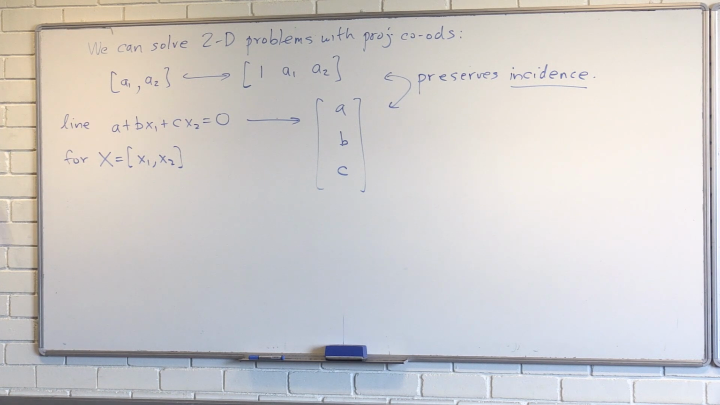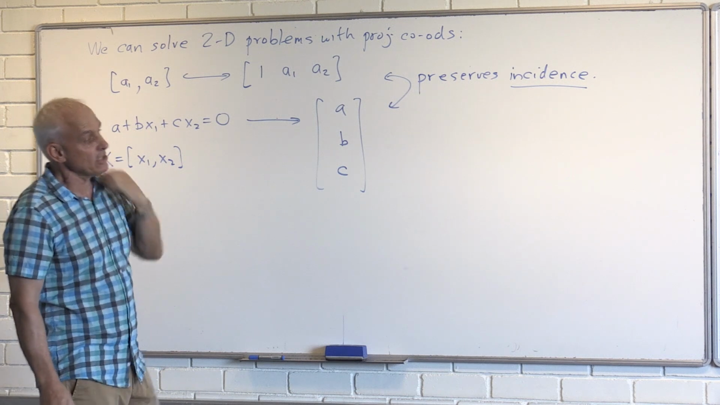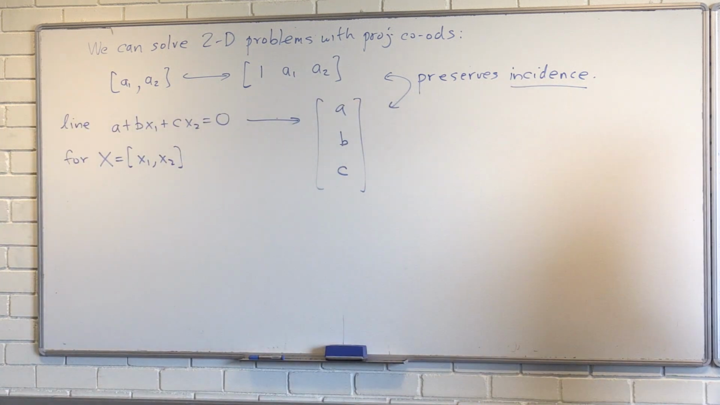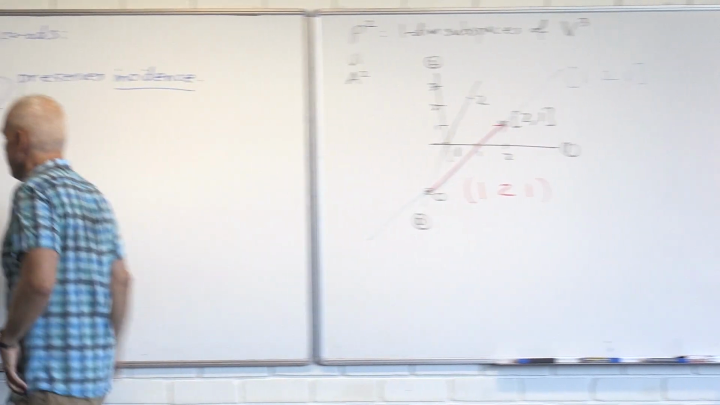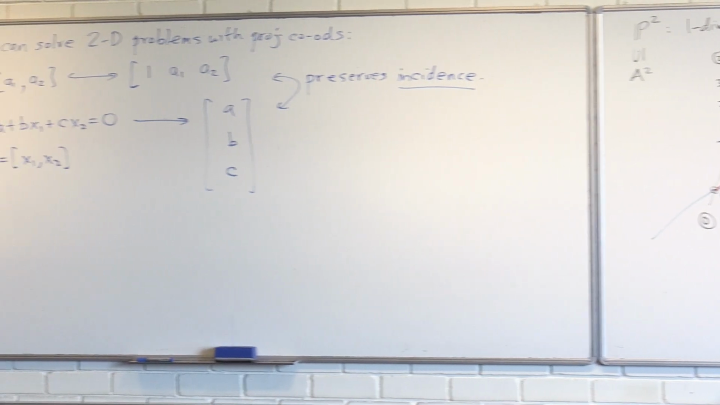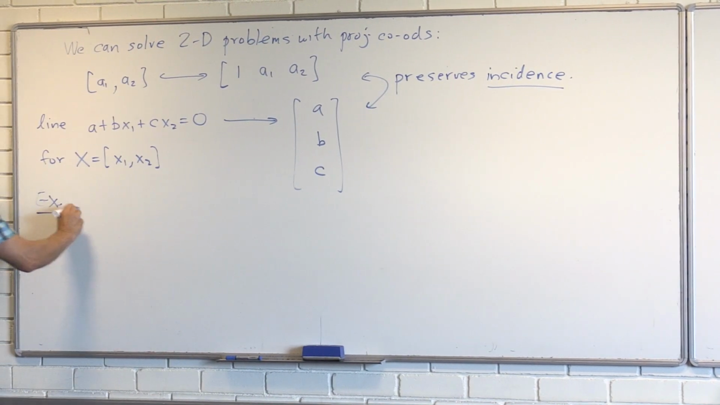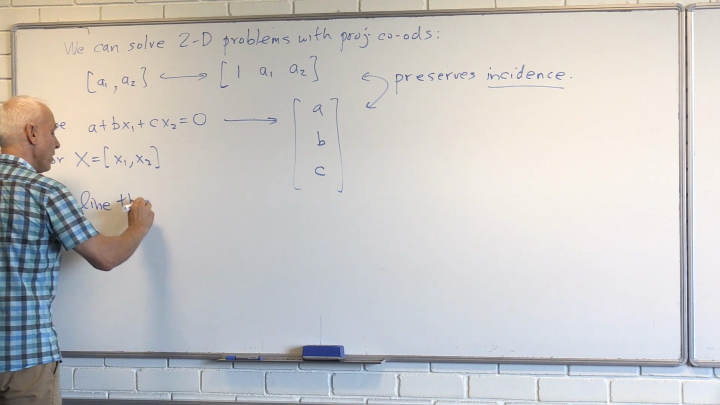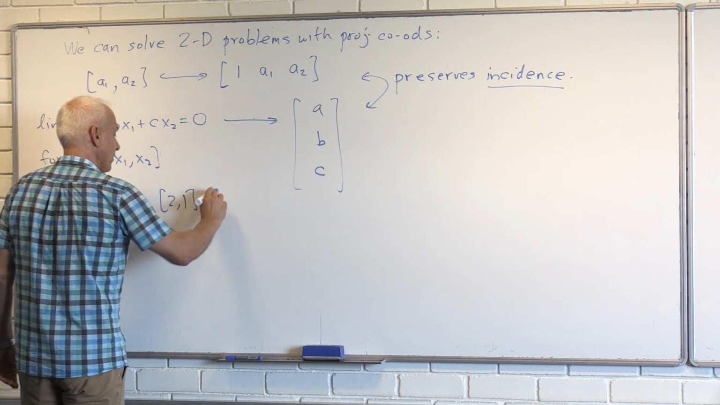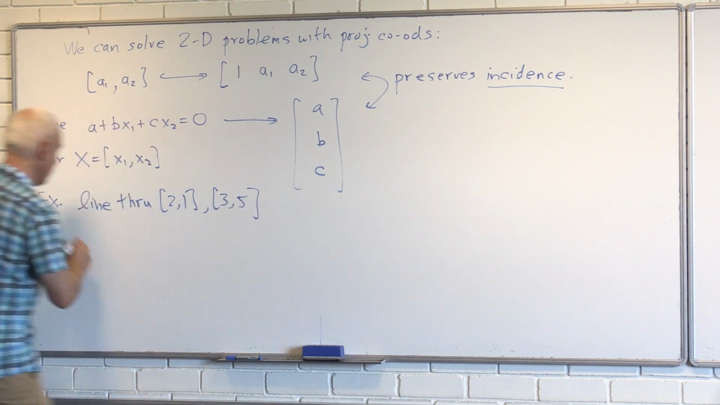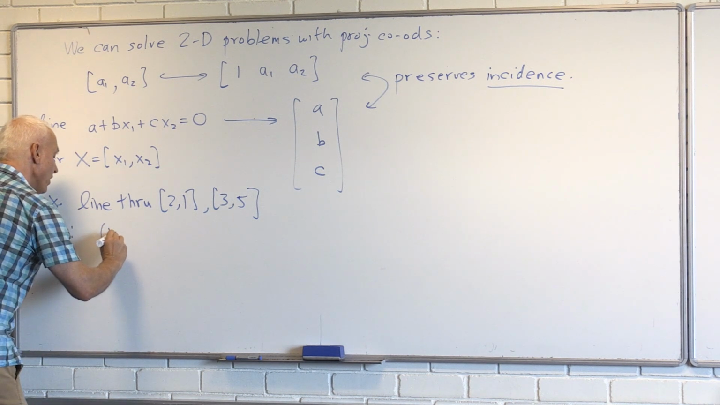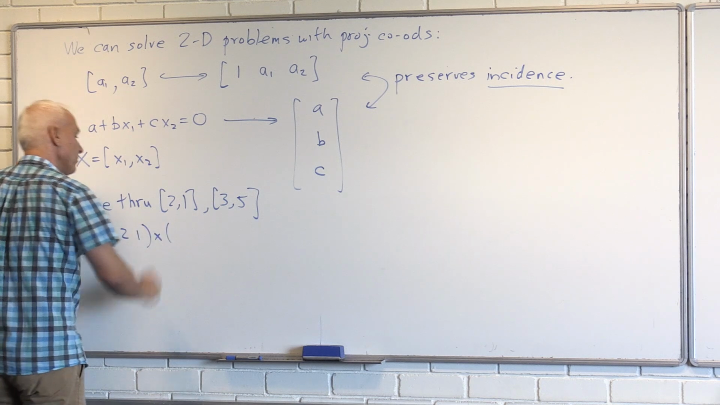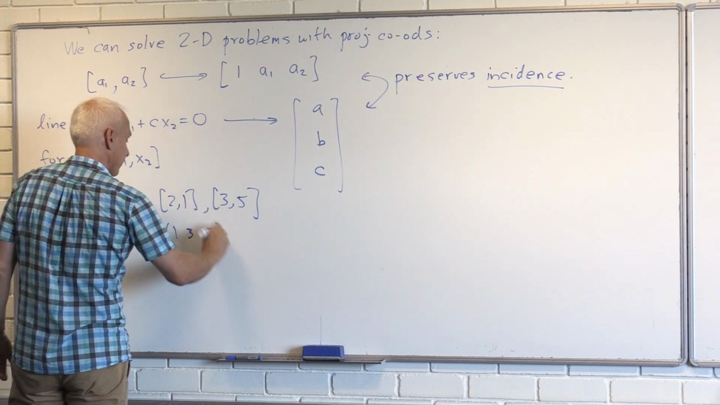Okay. But anyway, let me show you how to use this technology to solve problems. For example, suppose we have these 2 points over here, the point 2, 1 and 3, 5, and we want to know what is the line through 2, 1 and 3, 5. What do we do? We compute just the cross product of the corresponding projective points. We make the calculation 1, 2, 1 cross 1, 3, 5.